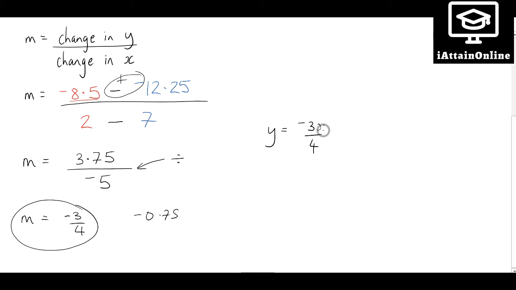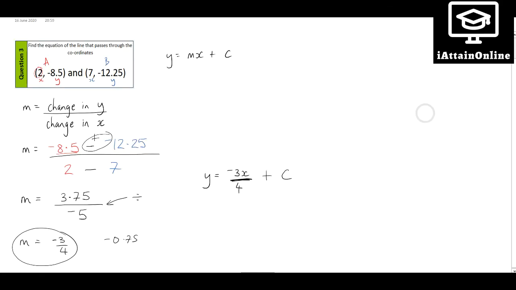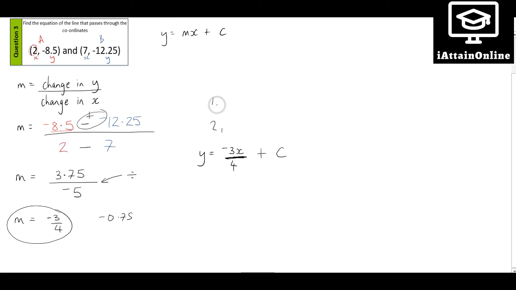So negative 3/4 times by x, which is what the first part of the equation would be, is the same as negative 3x over 4, and I actually think that this is a little bit easier to work with if you write it like this. So remember, that's the gradient part, and now to work out the value of c, we're just going to use one of the original two. So I'm going to use coordinate A, which was 2, negative 8.5, where 2 is my x value and negative 8.5 is my y value.